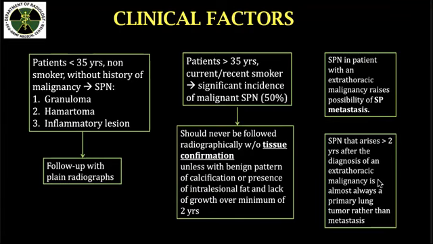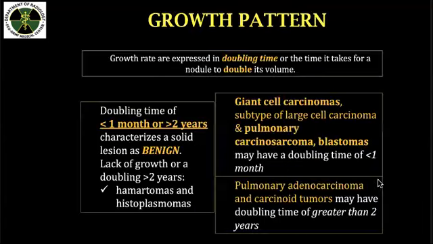There are also other clinical factors, such as a solitary pulmonary nodule in a patient with an extrathoracic malignancy, which has a high possibility of solitary pulmonary metastasis. A solitary pulmonary nodule that arises greater than 2 years after the diagnosis of an extrathoracic malignancy is almost always a primary lung tumor rather than metastasis. So these are the clinical factors that we consider for the diagnosis of a solitary pulmonary nodule.